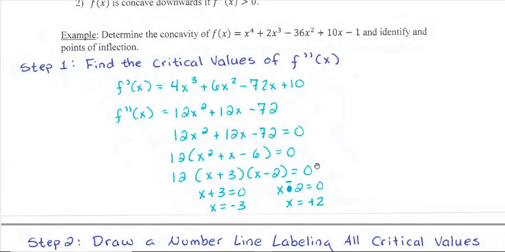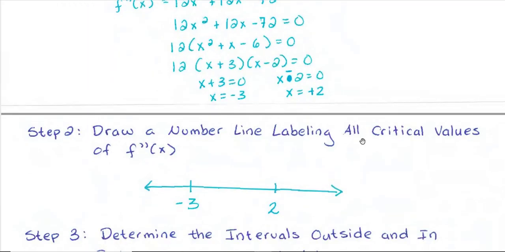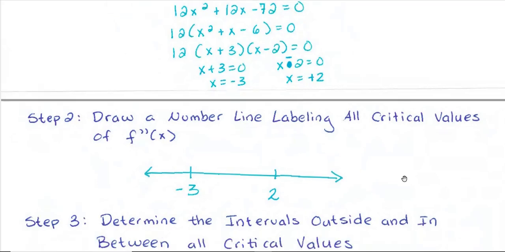Setting that equal to 0, we'll set the x plus 3 equal to 0 to get negative 3, and we'll set the x minus 2 equal to 0 to get x equals positive 2. So we have two critical values of the second derivative, negative 3 and positive 2. Step 2, we'll draw a number line labeling all the critical values of the second derivative. So labeling them in order, negative infinity to negative 3 to 2 to infinity.